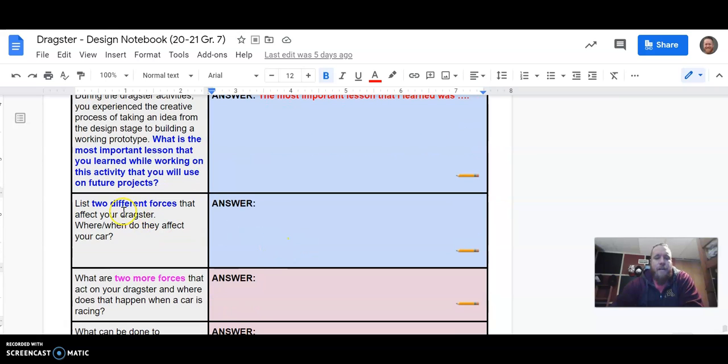Okay? Next one, list 2 different forces that affect your dragster. Where and when do they affect your car? So as your car is driving down a track or driving on a road, okay, what are 2 different forces that act on your car? Because if you go down a hill, what does your car do? There's forces that are acting on it. If it's going straight ahead, like our dragsters do on our track, what are some forces that are, remember, a force is a push or a pull, that either push that car, pull that car to behave differently.